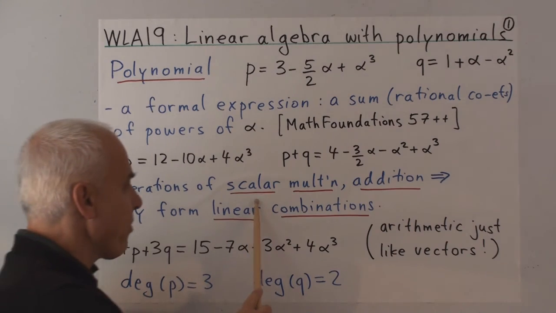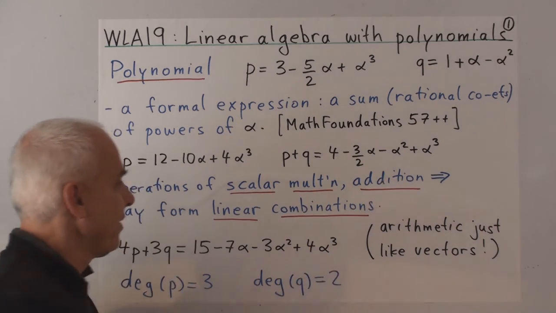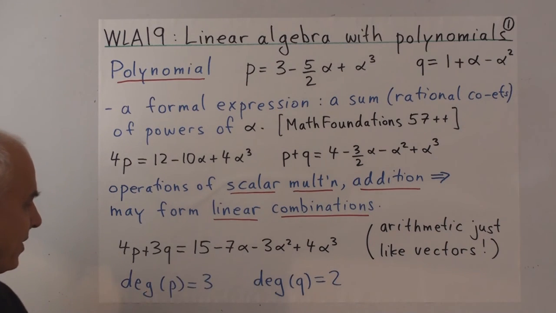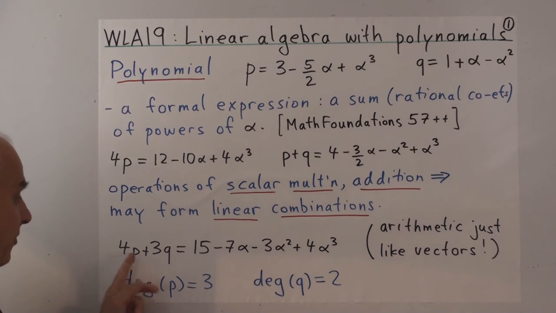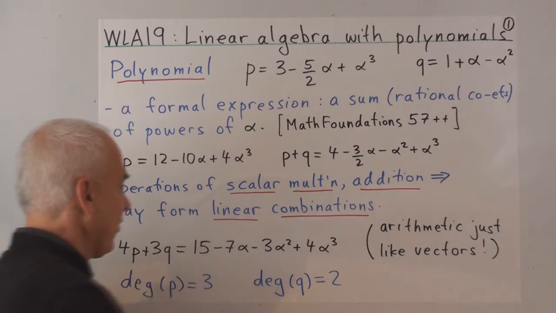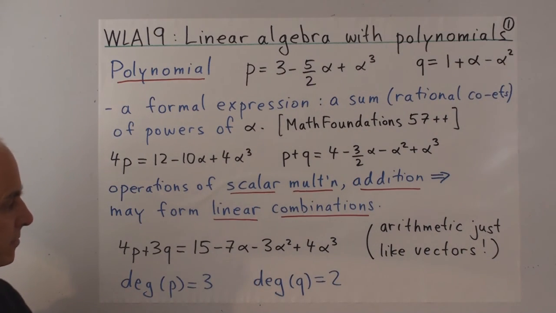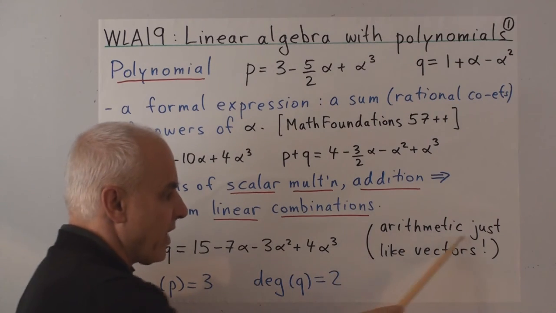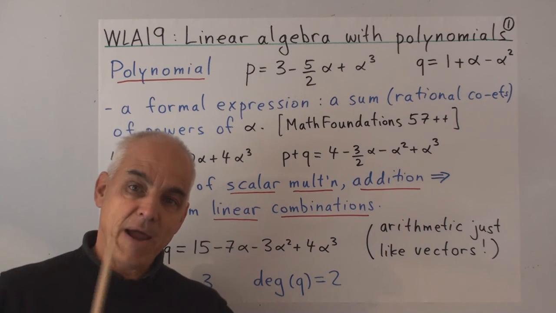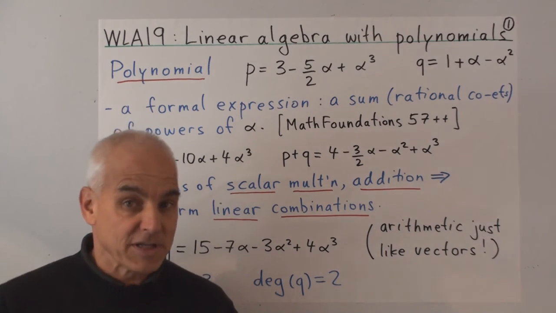Alright, so we have basic operations. We have scalar multiplication, just like this. We have addition. And with those two, we can form linear combinations. So for example, we can look at 4 times p plus 3 times q. 4 times this plus 3 times this, and you can check that that would be this polynomial. So this is an arithmetic that's just like vectors. And we're going to see that the parallel between vectors and polynomials is a very important one that we're going to exploit.